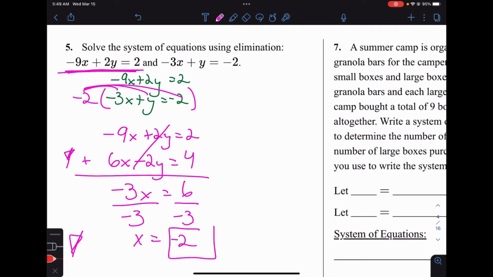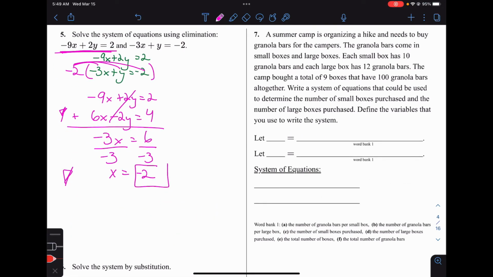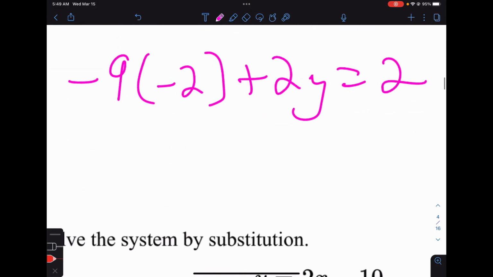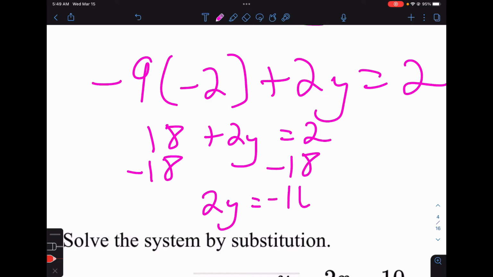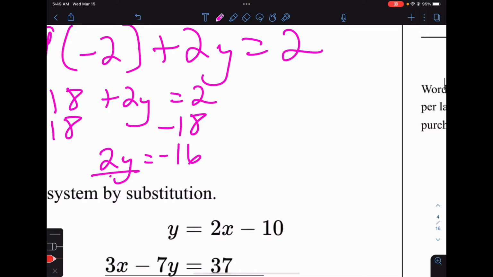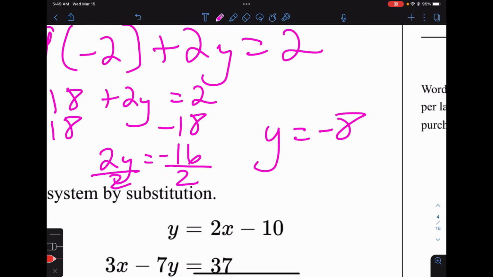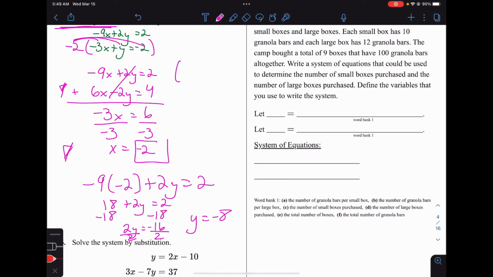So when you go ahead and take your x value and plug it back in, we get negative 9 times negative 2 plus 2y equals 2. You get positive 18 plus 2y equals 2. We're going to subtract 18, and we get 2y equals negative 16. We can divide both sides by 2, and we get that y is negative 8. So our answer here could be written as negative 2, negative 8.